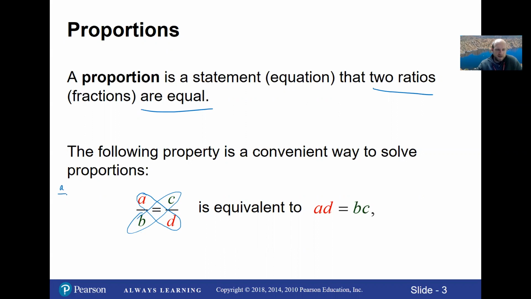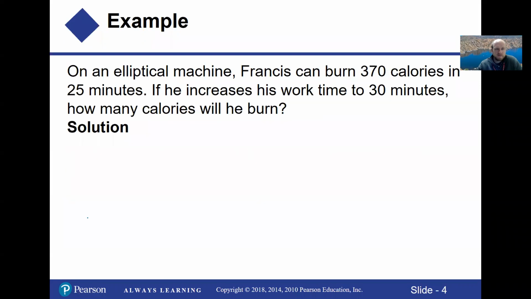It's different than when I have A over B times C over D, where we do A times C over B times D. That's not the same thing as a proportion. A proportion we cross multiply. And as always, when we have a rational expression, our denominators can't be zero.